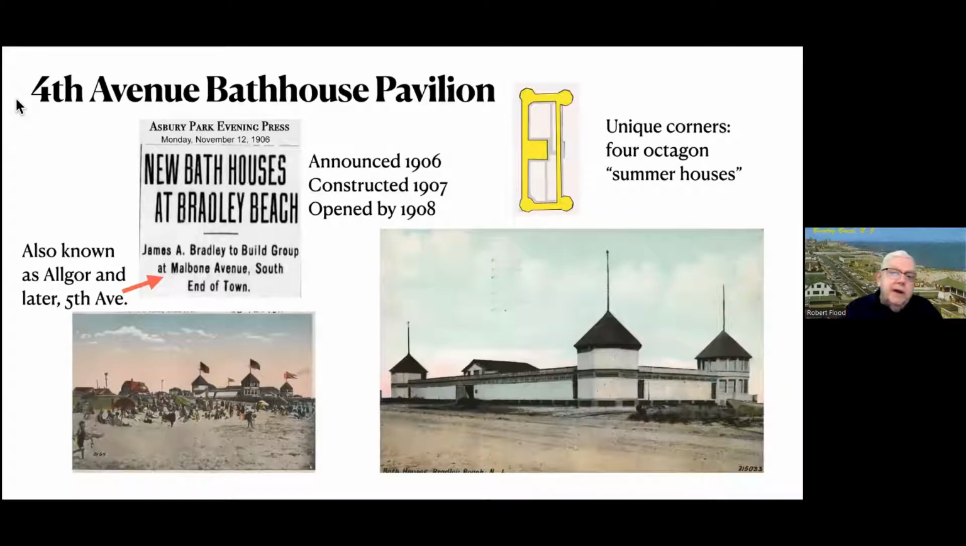The 4th Avenue Bathhouse Pavilion is constructed around the same time as this annexation. Bradley announces it in 1906, and it's constructed in 1907. And I think this had some influence on the people in the lower portion of what is today Bradley Beach. This opens in 1908 on what would basically today be between 4th and 5th Avenues. It's a very unique building, with the 4 corners being summer houses of an octagon shape.